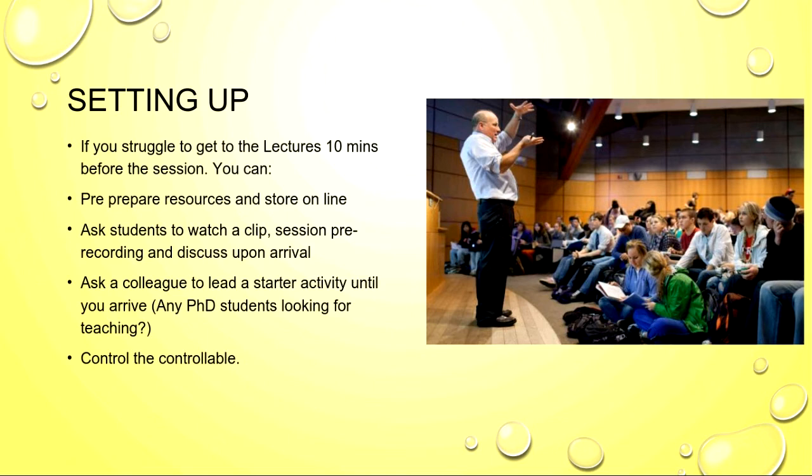All right, so setting up. One of the things you need to think about is controlling the controllables. Control what you can control. If you can't control certain aspects, like for example the room, you might have a lecture theatre that is absolutely huge, yet you've only got a small amount of students in it. Then what you can do is control that environment, getting those students to come and sit down towards the front to make sure it's all nicely compact and you can talk to people without having to move and circulate the room.